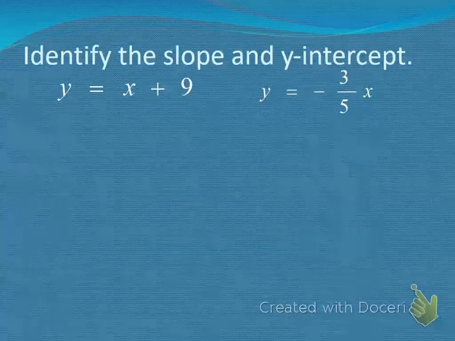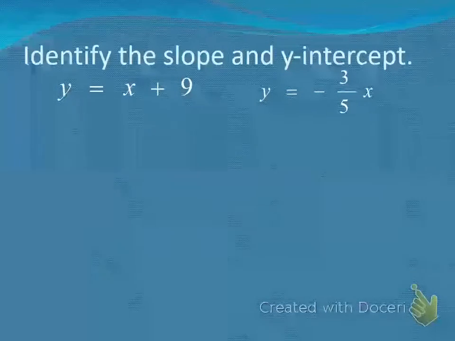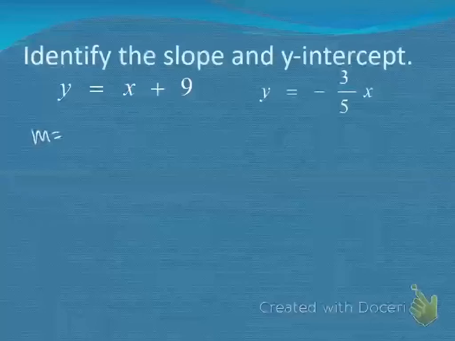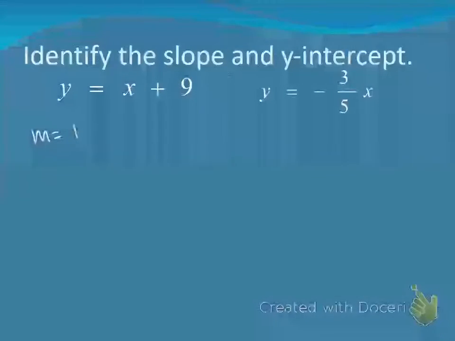So, first thing, quick review. You got two functions here. We want to be able to identify the slope and the y-intercept, right? So can you do that? First equation, the slope is going to be 1, right? And the y-intercept is 9. So this is slope-intercept form, and that's what we're looking at. We're looking at slope and the y-intercept.